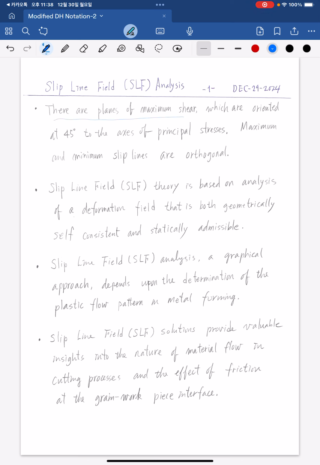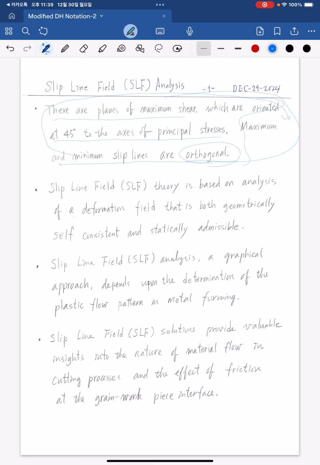There are planes of maximum shear which are oriented at 45 degrees to the axis of principal stresses. 주축에 대해서 45도로 방향을 갖는 최대 전단 응력 평면이 있는데, maximum and minimum slip lines are orthogonal. 서로 maximum slip line, minimum slip line이 서로 직교한다. 특히 이 부분을 다음에 제 나름대로 증명해 보이겠습니다.